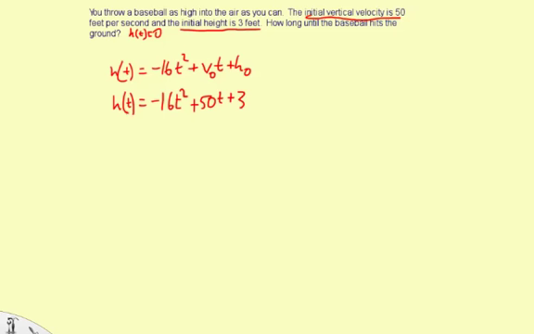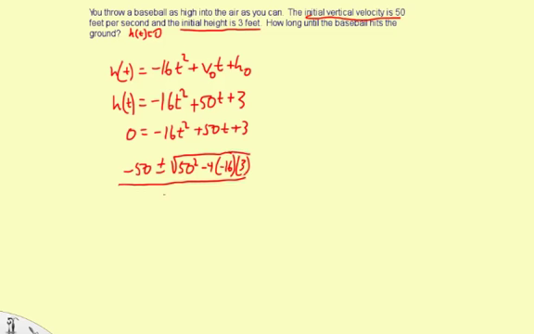Okay, so now we want to know when the height is 0, or when h of t equals 0. So 0 equals negative 16t squared plus 50t plus 3. I have a quadratic equation here. I'm going to have to use the quadratic formula to solve it. So it's going to be negative 50 plus or minus the square root of 50 squared minus 4 times negative 16 times 3, all over 2 times negative 16 for a.